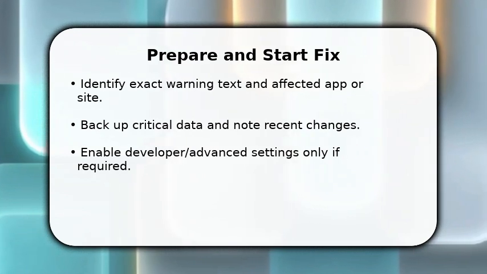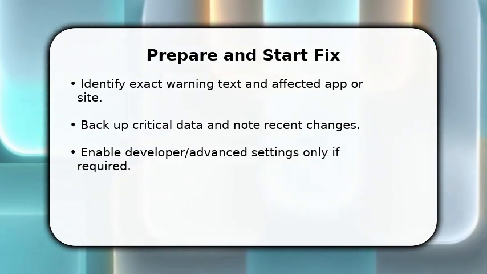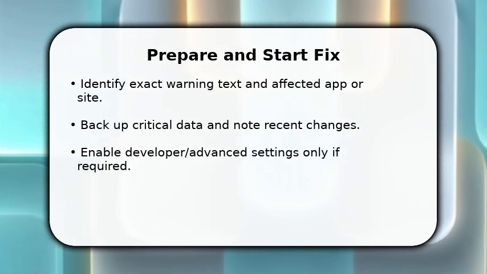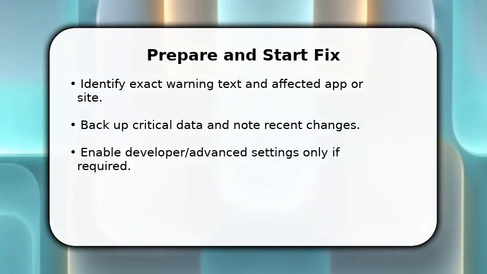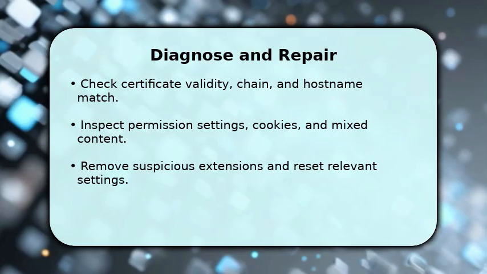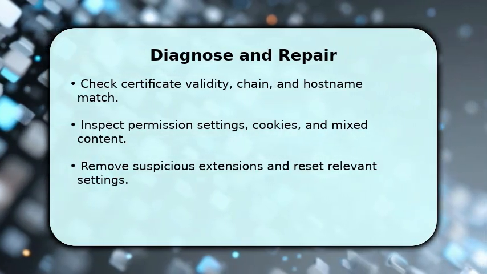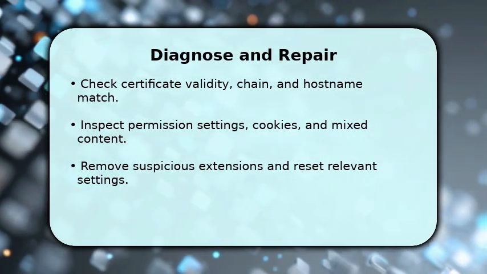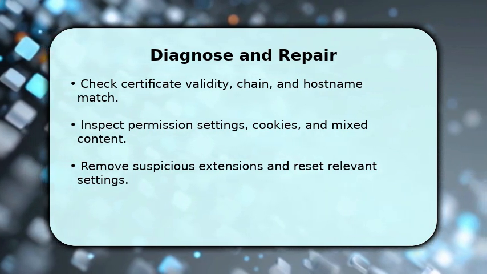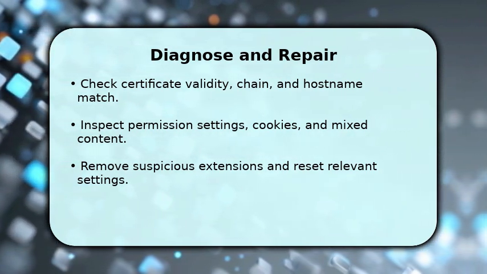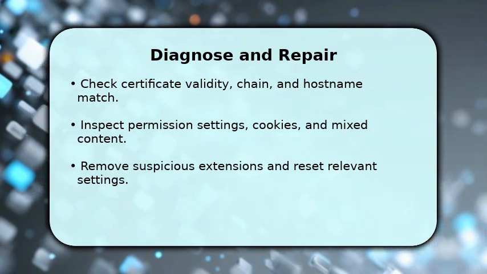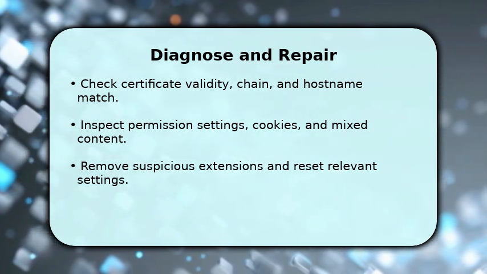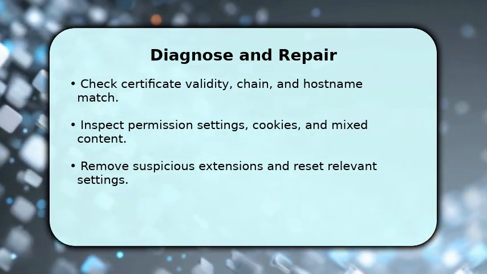You will not change defaults blindly, but you will gather certificates, permission logs, and recent security events to analyze why the privacy check failed. You now perform targeted diagnostics. Inspect the TLS/SSL certificate for expiration, chain errors, or hostname mismatches, and confirm the site or service identity. Then examine permissions, cross-site cookies, and mixed content that can trigger warnings.